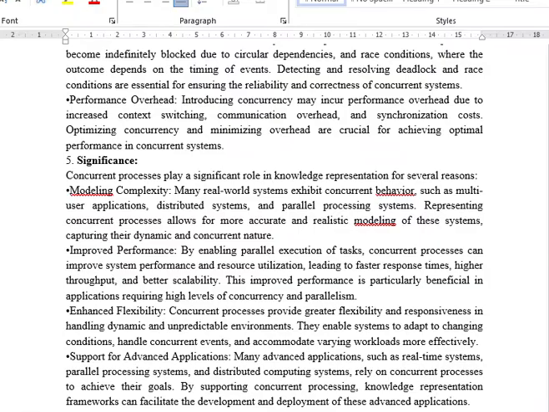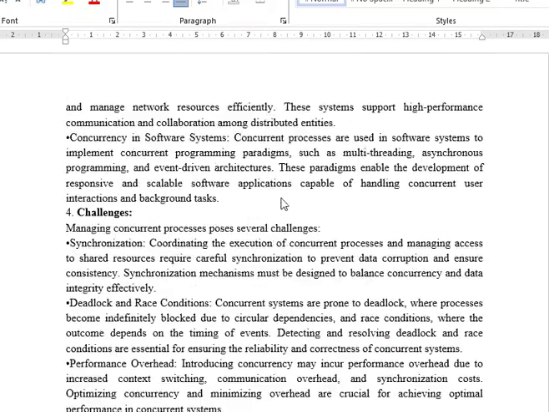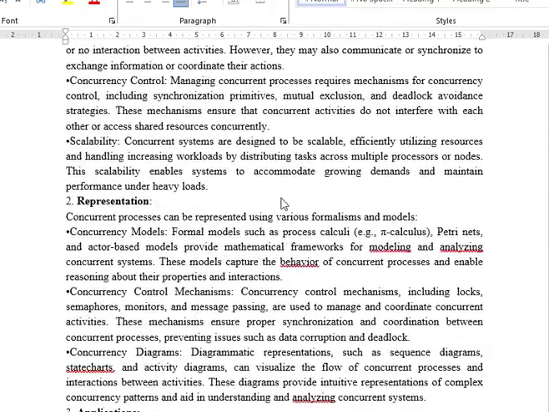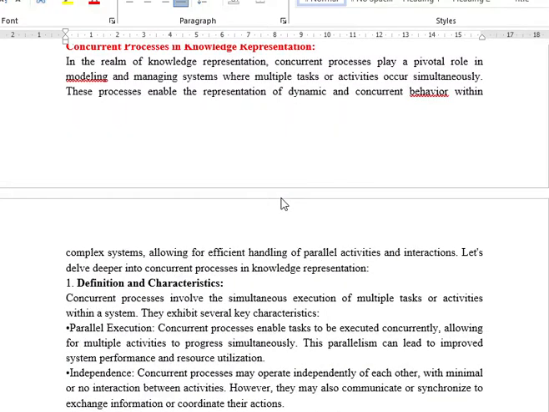And support for advanced applications, so it can even support advanced applications also. And the flexibility also is there, and it should improve the performance and the modeling complexity. And that's it for this video, and this is about the concurrent process, and it's very easy.